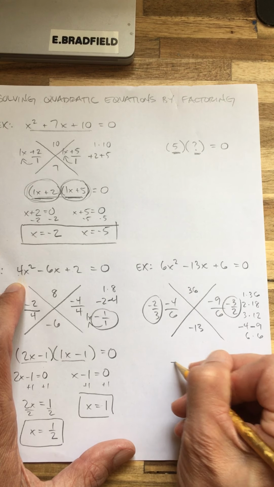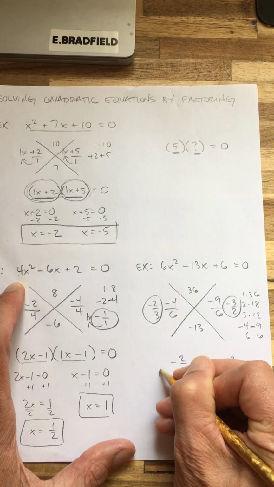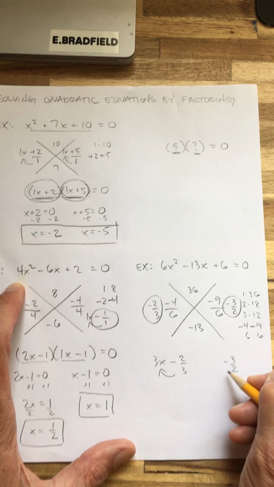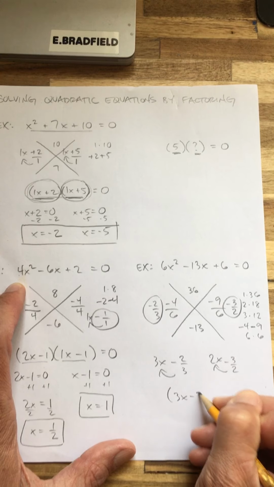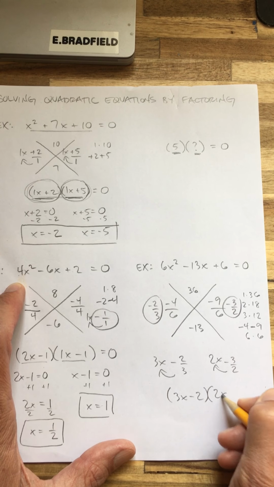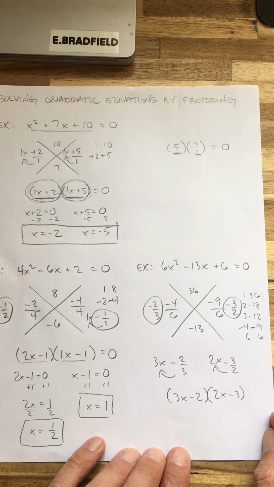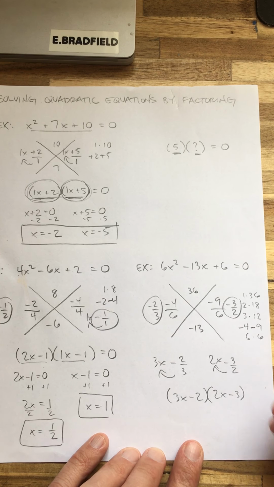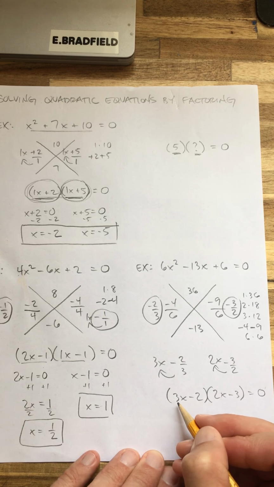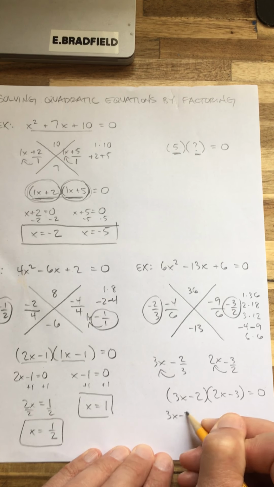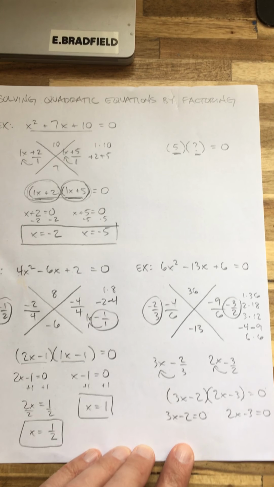All right. And so we have negative 2 over 3 and negative 3 over 2. Bottoms up. That's 3x. Bottoms up. That's 2x. And my factors are 3x minus 2 times 2x minus 3. Okay. All right, don't forget that equals 0. And since this times this equals 0, then we know that 3x minus 2 equals 0. We also know that 2x minus 3 equals 0.